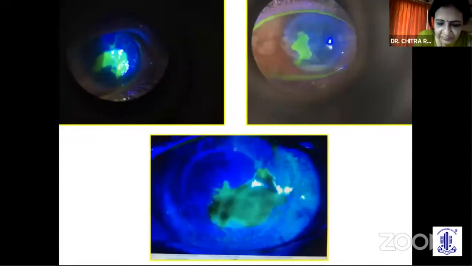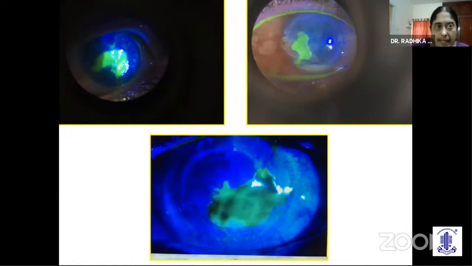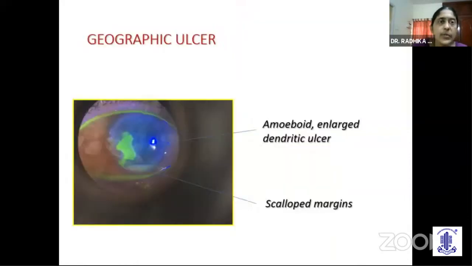Here we see a lesion where it is bigger than the dendrite. It has got the configuration of a dendrite in an exaggerated manner, and it also stains with fluorescein. If you did stain it with rose bengal, the edges would stain with rose bengal as well. So this is the geographic ulcer of HSV, which is basically an amalgamation or a conglomeration of many dendrites.